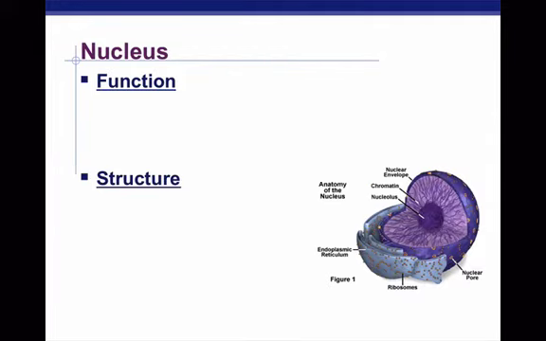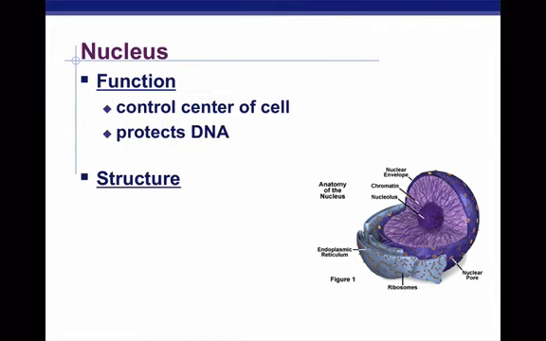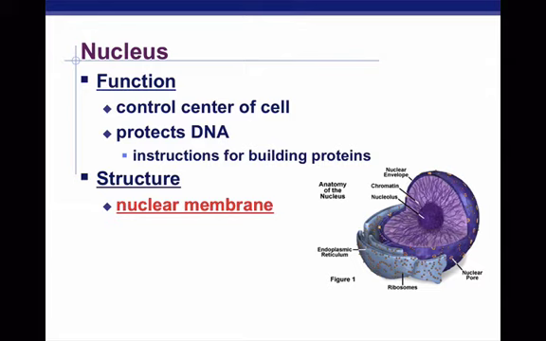So let's talk about the nucleus. The main function of the nucleus is the control center of the cell. It protects the DNA. And remember, all eukaryotes have a nucleus. The DNA is the instructions for building proteins. In the structure of the nucleus, you have a nuclear membrane that surrounds the nucleus, but inside you have another little organelle called the nucleolus, and it's right here. And it's its own separate organelle. And its function is a ribosome factory. So all eukaryotes have a nucleolus.